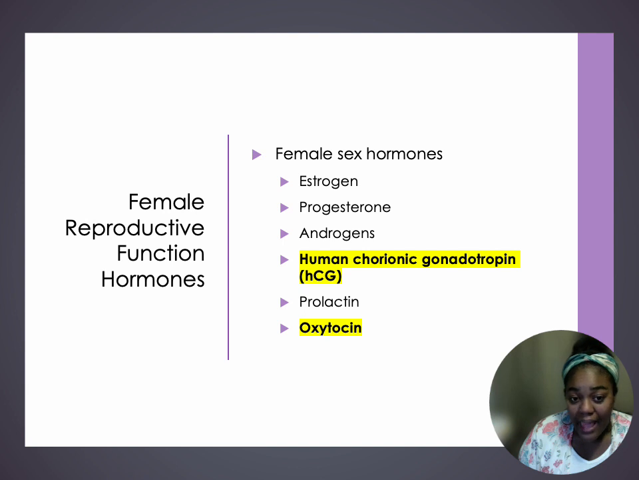Then we have prolactin, which allows lactation during and after pregnancy to occur. And of course, this is based off of a negative feedback system. So the more there's stimulation for milk by the baby or the infant, the more prolactin that is produced, and thus it has this feedback system that continues to go.